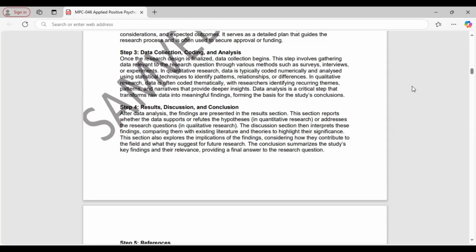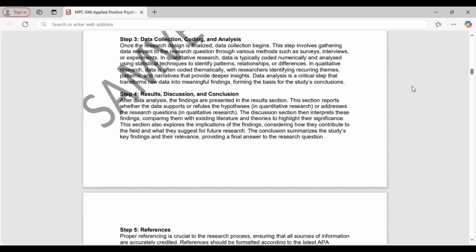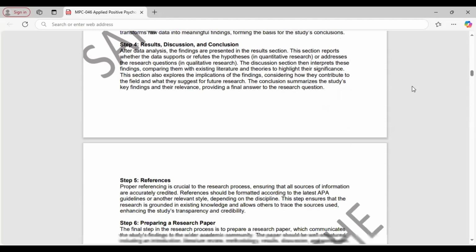Analysis interprets the data to uncover patterns, relationships, or themes, which become the foundation for drawing conclusion. Step 4, results, discussion, and conclusion. In the results section, data analysis either supports or refutes hypotheses in quantitative research or addresses research questions in qualitative research. The discussion interprets these findings, comparing them with existing literature to highlight their contribution into the field. The conclusion summarizes the key findings and suggests areas for future research.